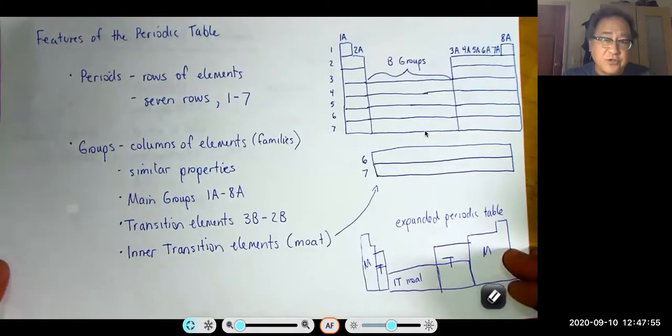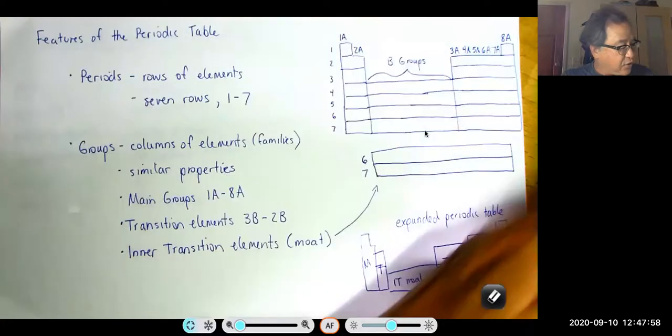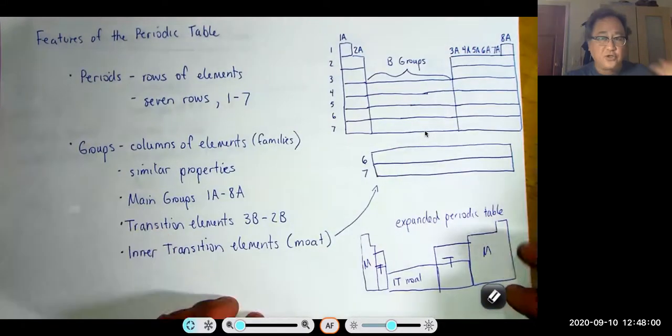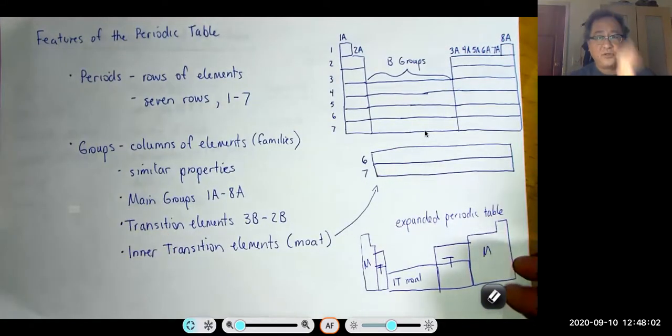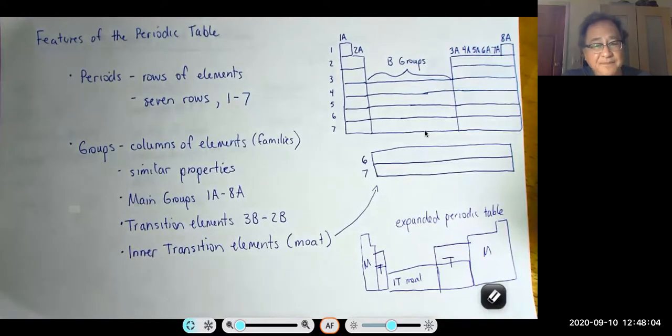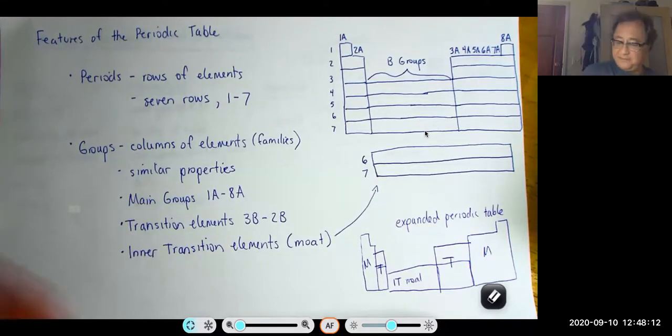So you should know those different ways of describing the periodic table. You should know the rows. You should know groups. You should know groups 1A through 8A. You should know where the main group elements are found, where the transition elements are found, and where the inner transition elements are found.